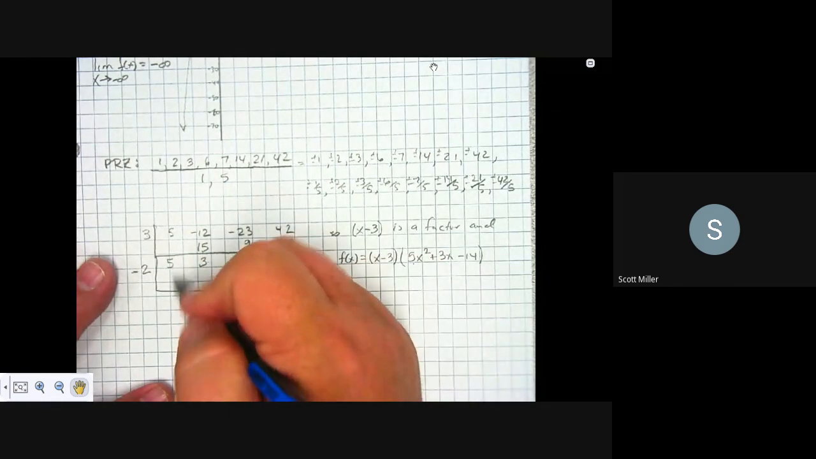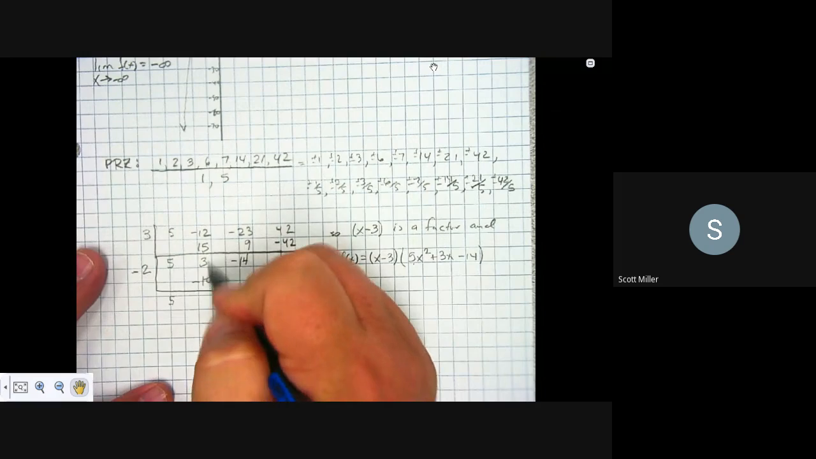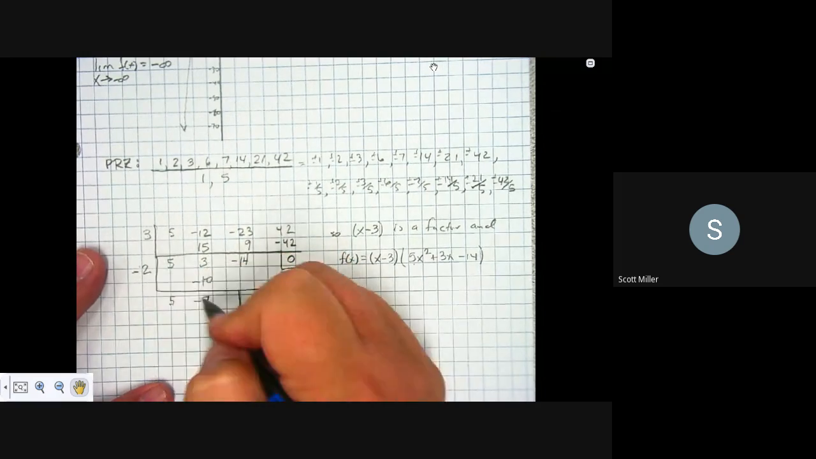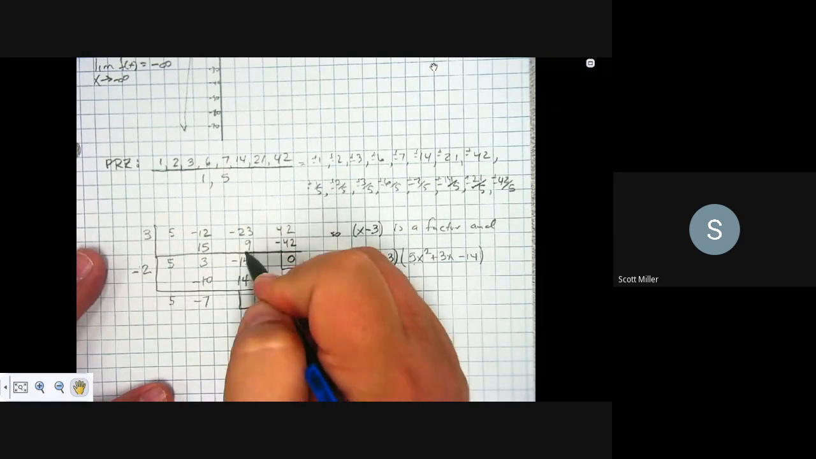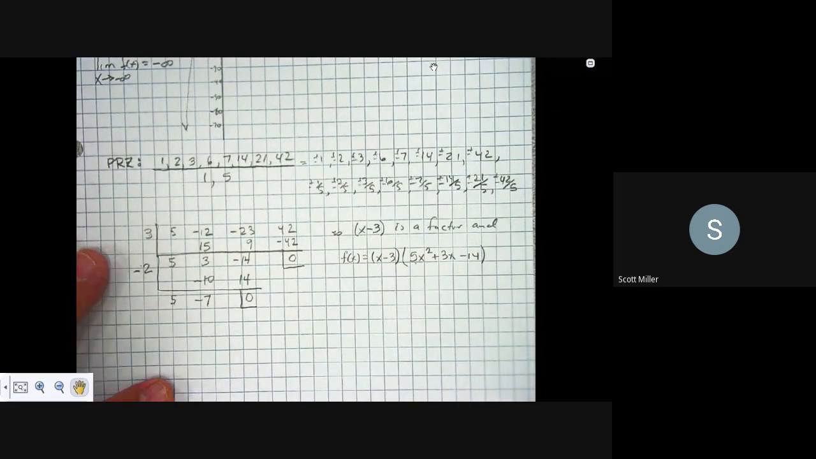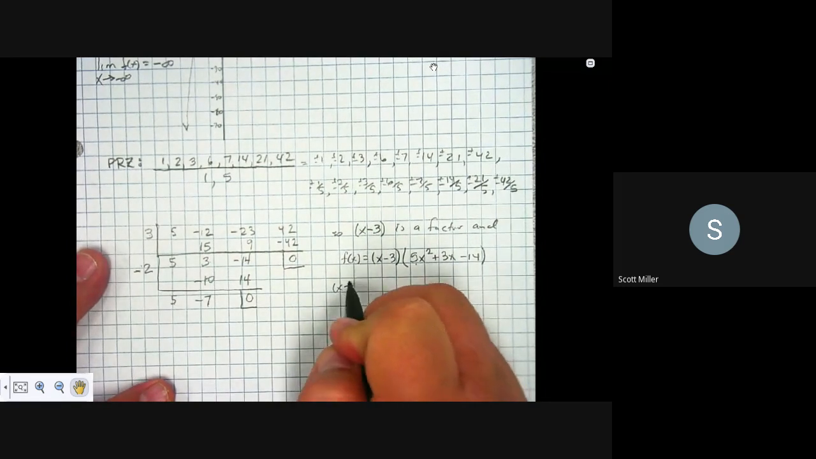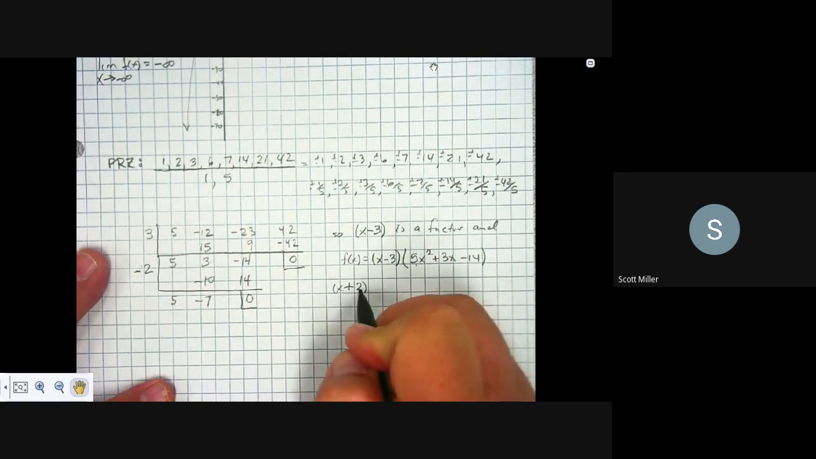Synthetic division is bring down the first number, multiply, that's negative 10, add, that's negative 7, multiply, it's positive 14, and sure enough, negative 2 is a 0. So that means that x minus a negative 2 is a factor.